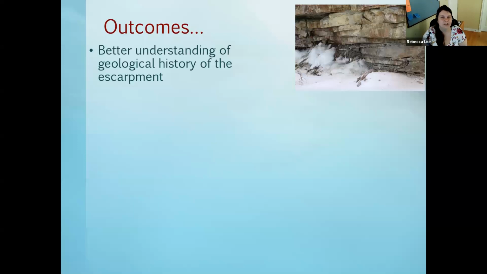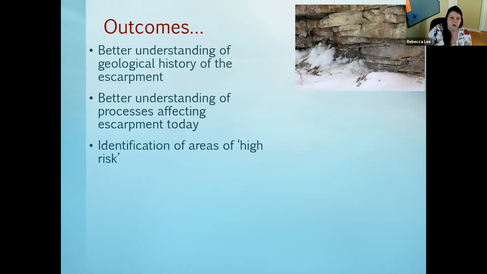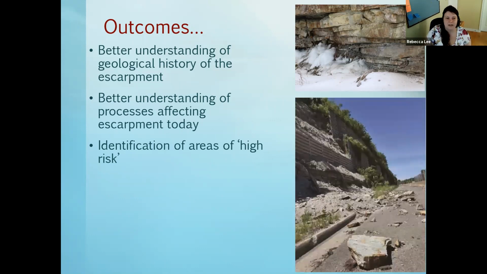So we hope to get a lot out of these studies. We're looking to have a better understanding of the geological history of the escarpment, specifically within Hamilton, and how that's evolved. A better understanding of the processes affecting the escarpment today. So we want to know what's happening and how fast it is happening, partially to make sure everyone is safe and to think about infrastructure and homes that lie close to the escarpment. Once we do that, we'd like to identify the areas of high risk. So which areas are most likely to have these rockfalls?